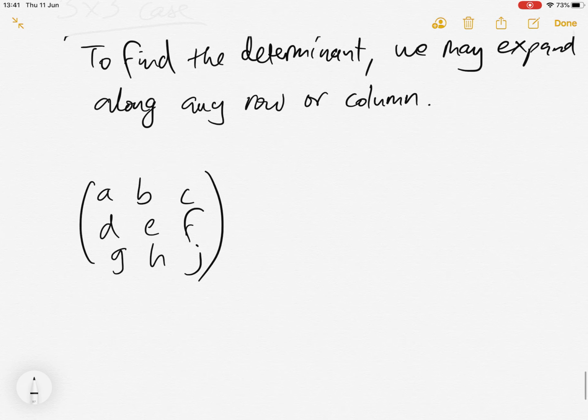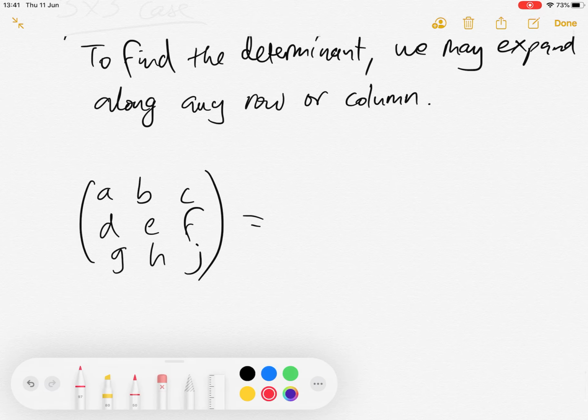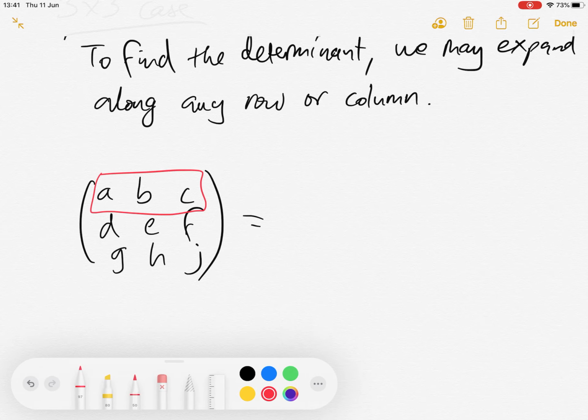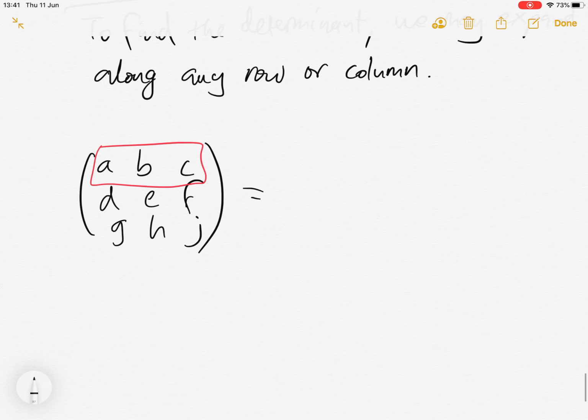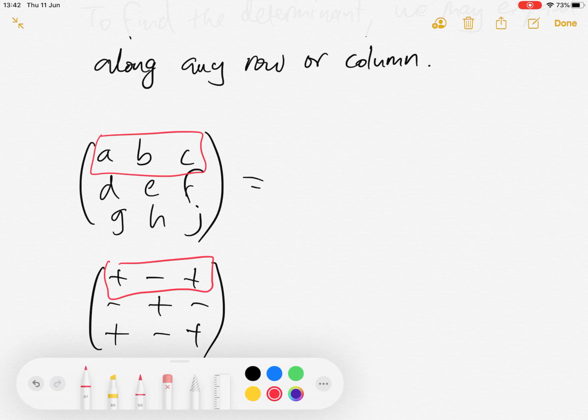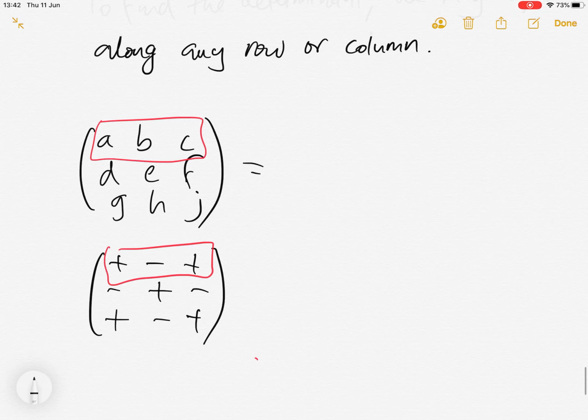If we expand along the first row here, there's a special rule for how we determine the sign of each term, which uses this diagram here. We're using the top row, so we're also going to use the top row of this diagram. This plus minus plus tells us the first term we're going to use is positive A. And then what do we do with that?